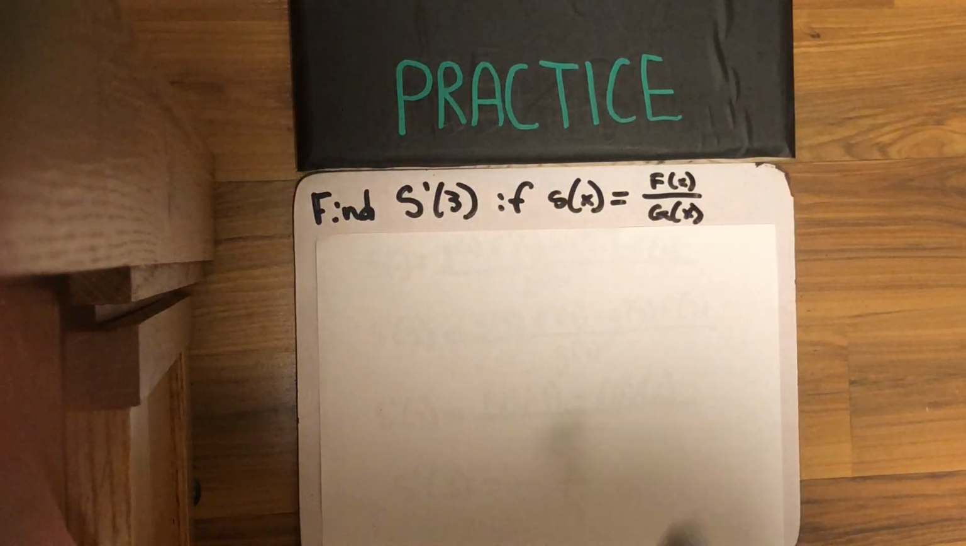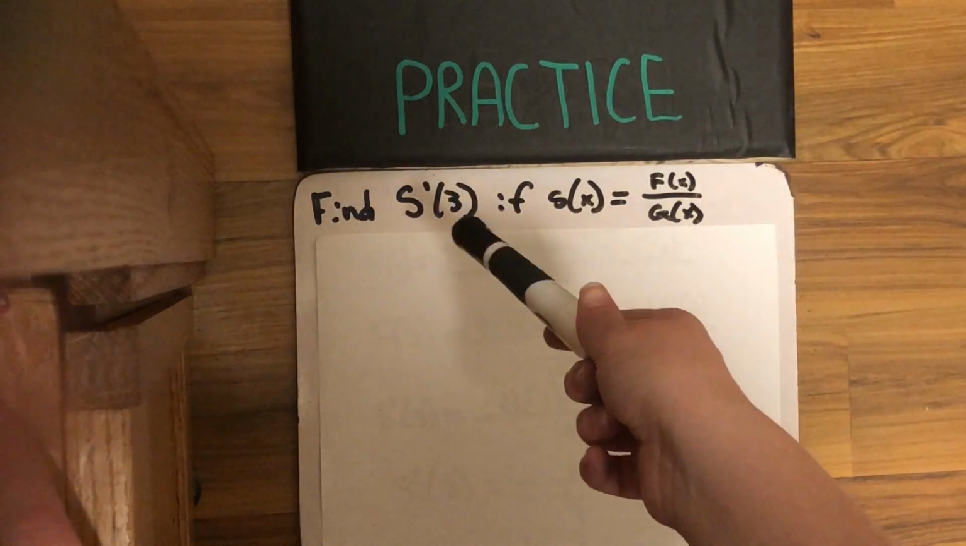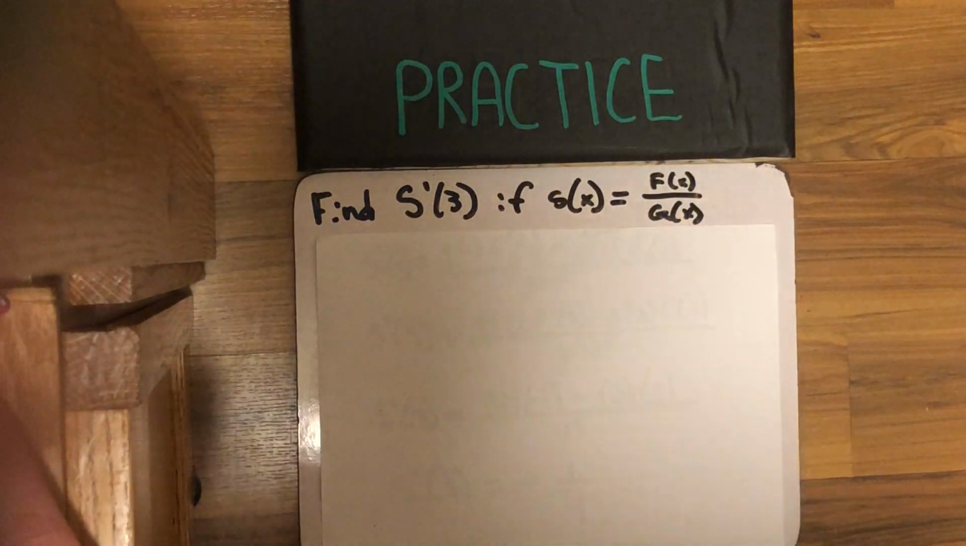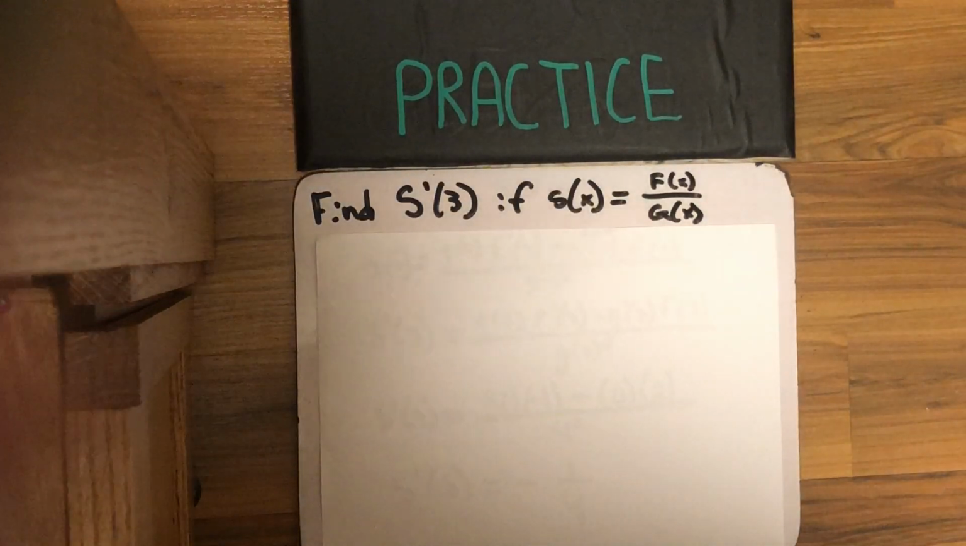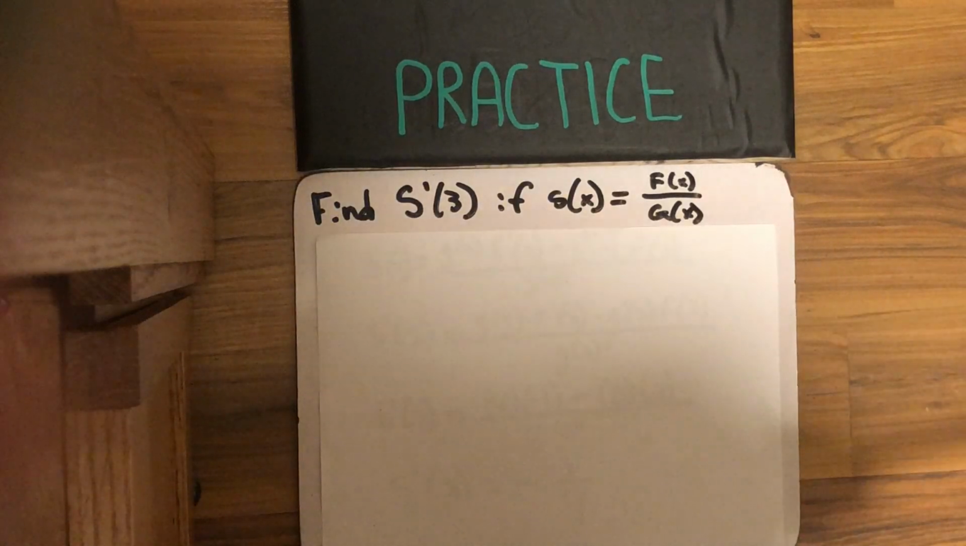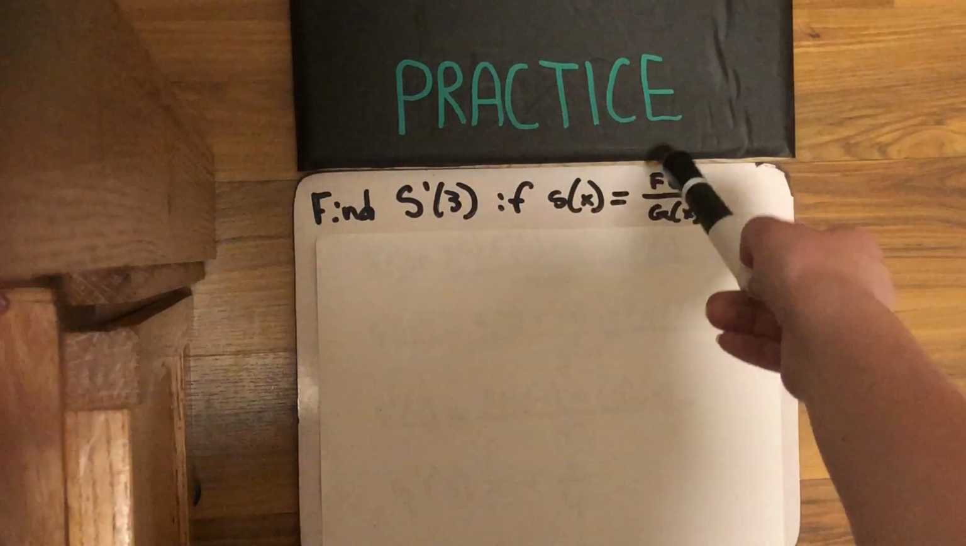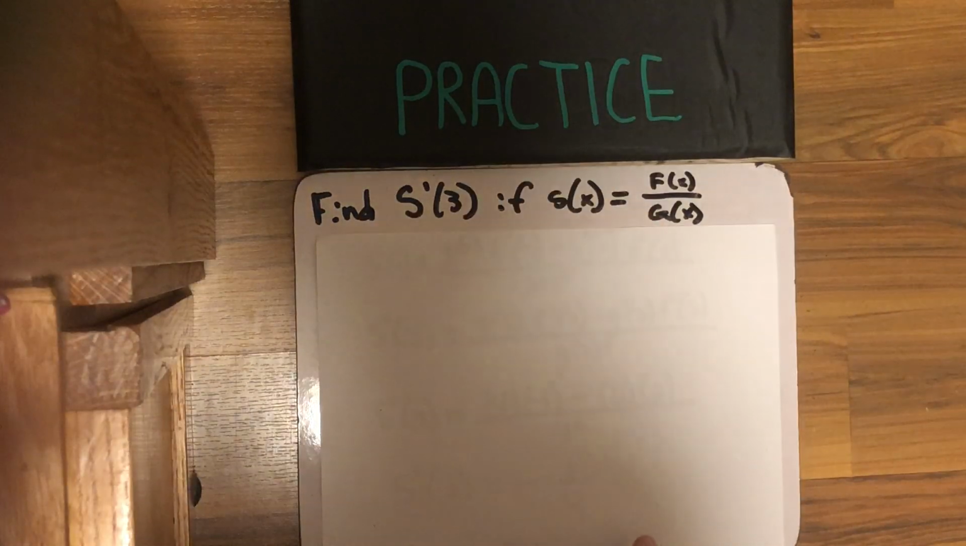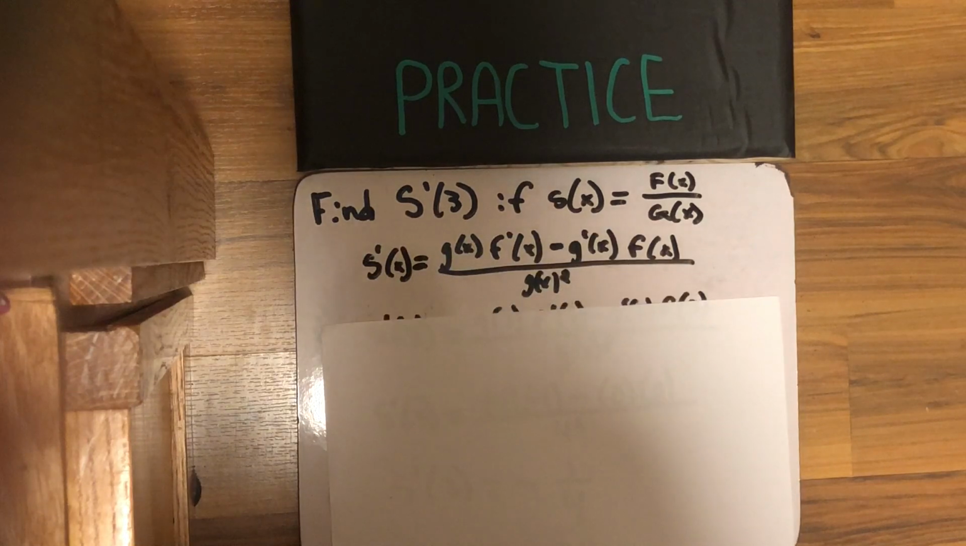So using the values that you just wrote down, find s prime of 3 if s of x equals f of x over g of x. So the first thing we need to do is figure out which derivative rule we will be using. And since we can see that f of x over g of x is division, we're going to use the quotient rule. Look back in your notes for the formula for that.